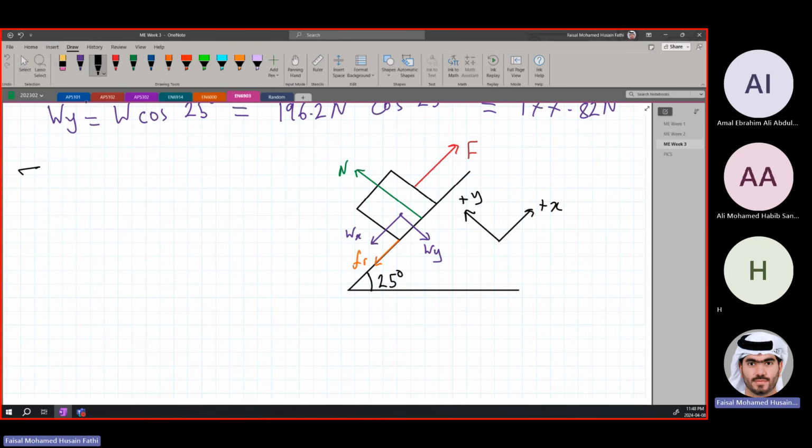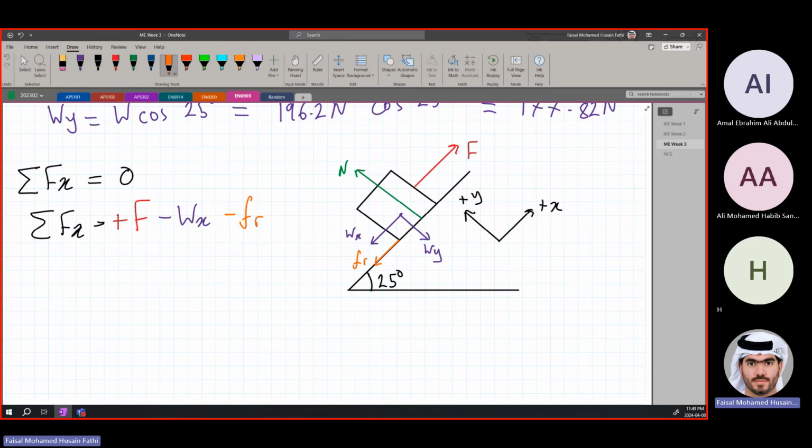Now we have sigma of x equal to 0. So sigma of x is also equal to F plus F, because it's in the positive x direction. So I'm just going to write the equations down instantly now. Minus Wx minus Fr. We still didn't find Fr, but we can break it into its components and we will look at it in a little bit.